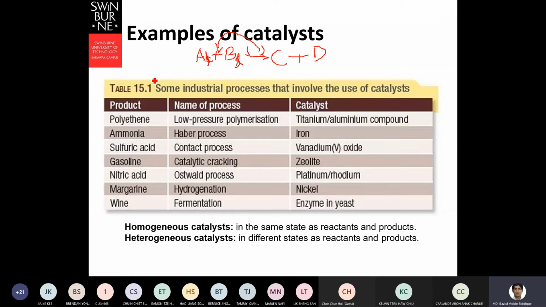But if the catalyst is in a different state, then it will be a heterogeneous catalyst. Like both of them are liquid, but the catalyst is solid, or both of them are solid and the catalyst is liquid, or one of them is solid, one of them is liquid, and the catalyst is liquid or solid. So it will also be heterogeneous as well.